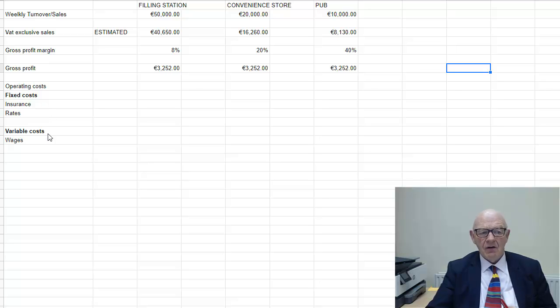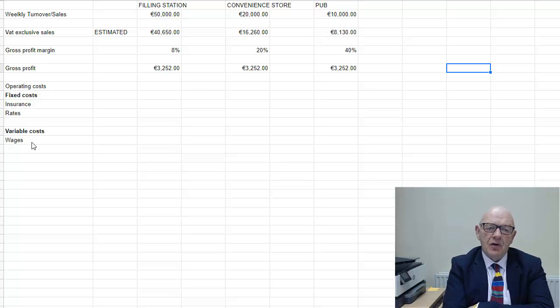They're fixed. However, variable costs are wages. So wages in a pub or in a convenience store or a filling station will vary depending on how busy you are and so on. So the wages figure will be tied to a certain extent to your turnover. Clearly, if you're doing 50 grand a week in a petrol station, you have a certain wages bill. If you're only doing 20 or 25 grand, and the same would apply to the other two businesses, if you're only doing 50% of the figures that I've illustrated there, then it's quite conceivable that your wages bill will reduce as well. So that's something you need to factor in.